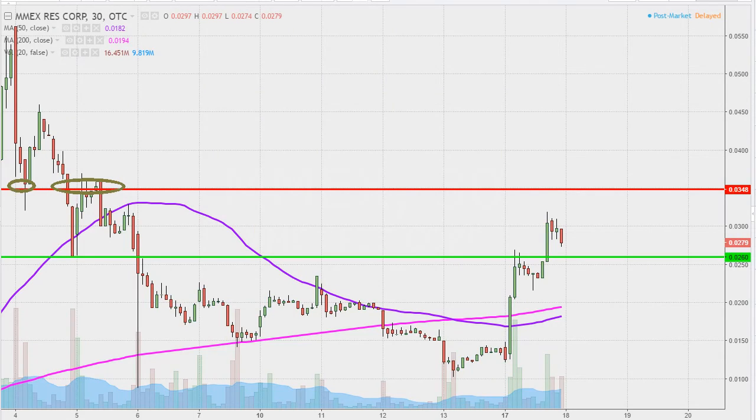But all in all, I don't think you could really write up a better way to start off the week. So we'll see if the bulls can build upon this momentum or not.